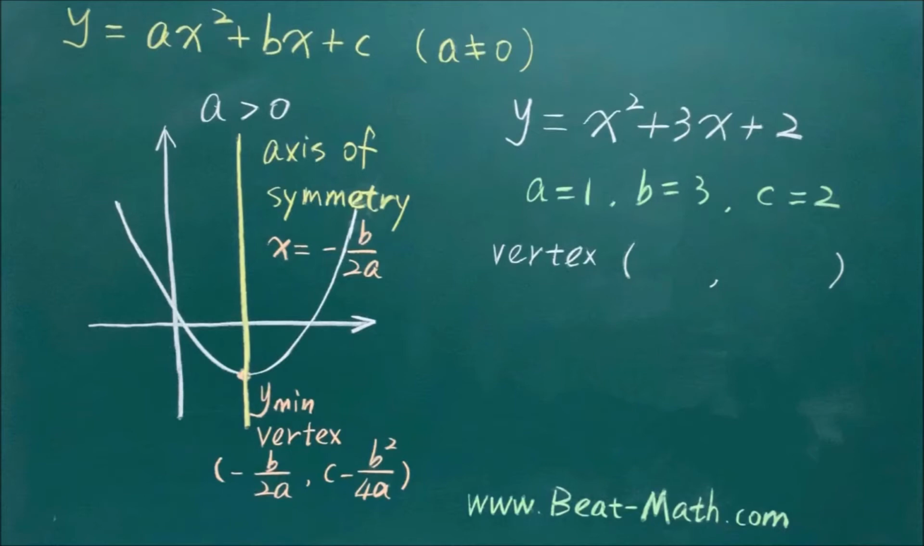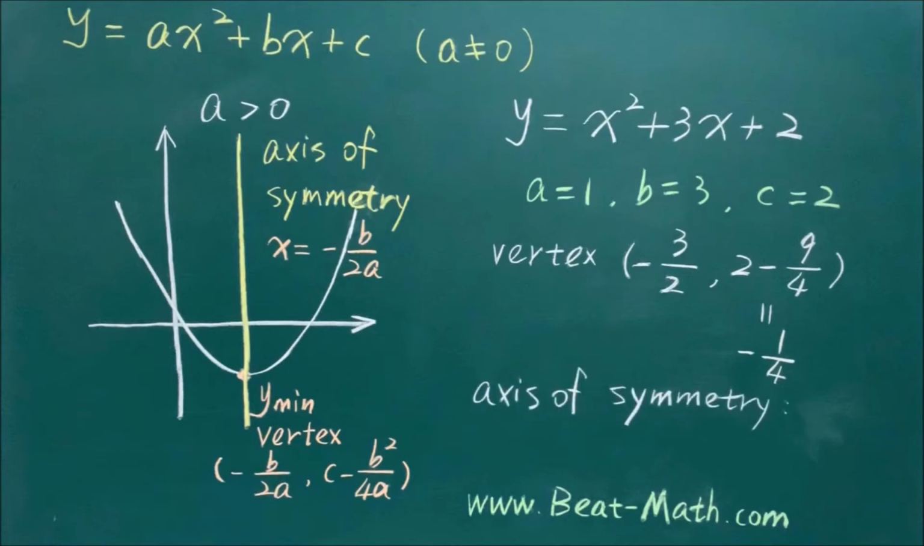Negative b divided by 2a equals negative 3 over 2. c minus b squared divided by 4a equals 2 minus 9 over 4, which equals negative 1 over 4. So the vertex is (negative 3 over 2, negative 1 over 4). But don't forget the axis of symmetry. It's the vertex line of x equals negative b divided by 2a, which is x equals negative 3 over 2.